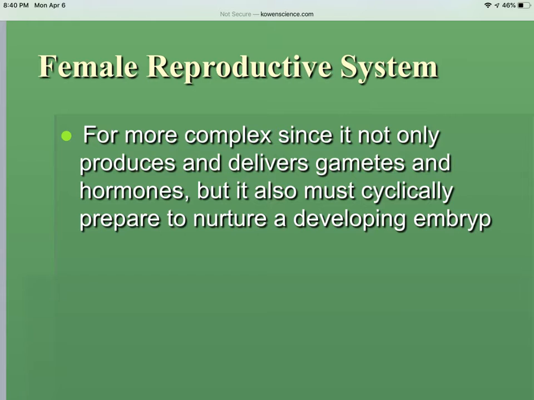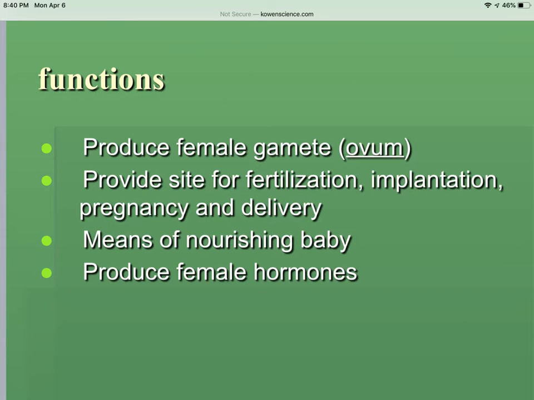With that said, the female reproductive system is much more complex since it not only produces and delivers gametes and hormones, but it also nourishes and nurtures a developing embryo. The functions of the female reproductive system include producing the female gamete, the ovum or the oocyte. It provides a site for fertilization, implantation, pregnancy, and delivery. It also is a means of nourishing the baby, and it produces several female hormones.